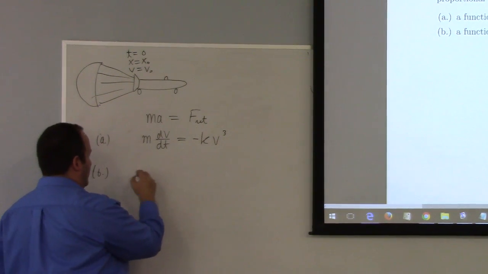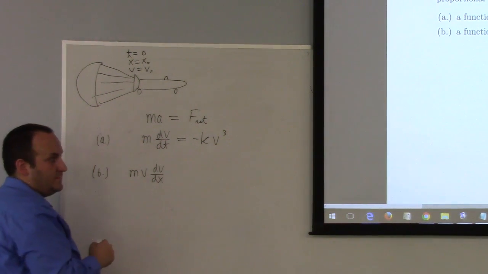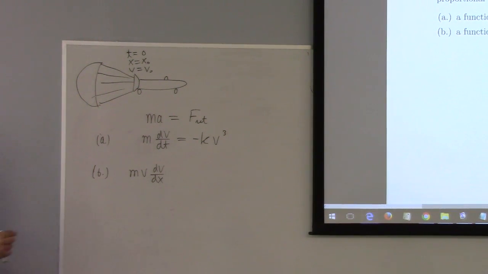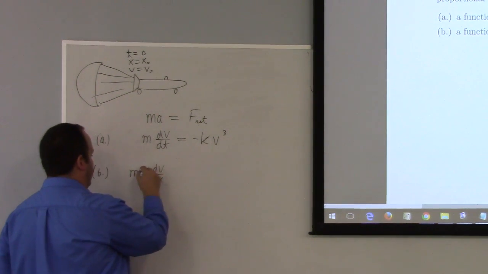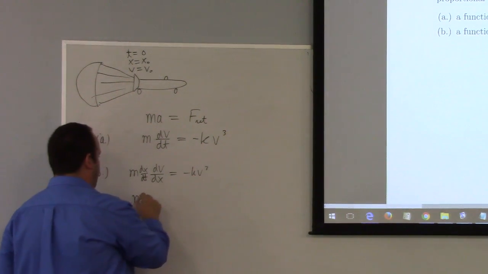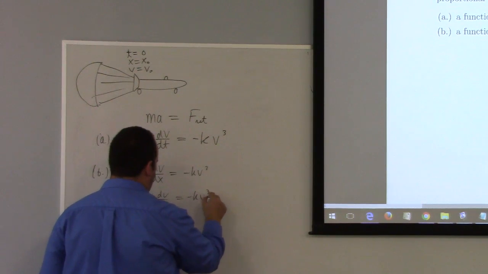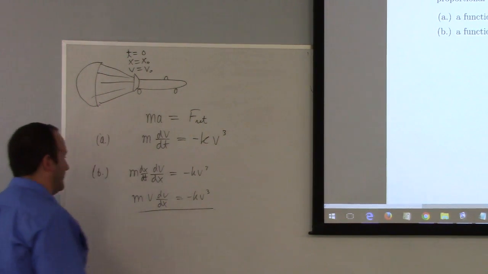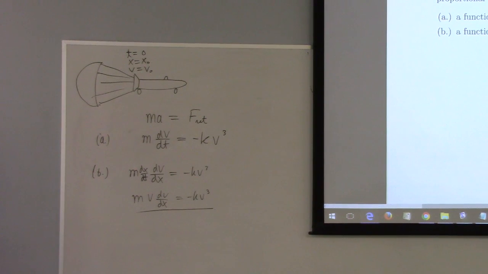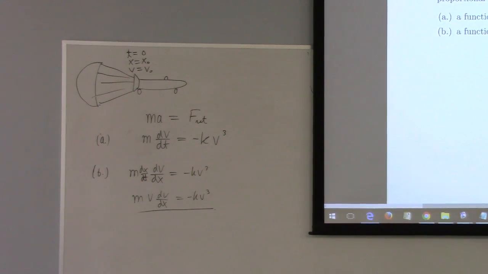So anyway, same trick as before. This is m dv/dt, which is m dv/dx times dx/dt, right? So you've got m v dv/dx equals minus kv cubed, and you can solve that. That's how to get part B. Okay. I probably shouldn't have helped you with this one. Sorry about that.